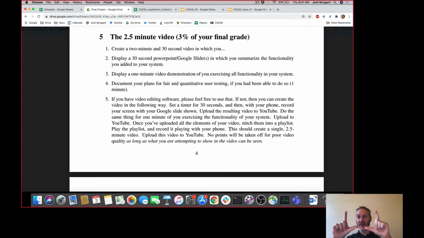And then finally, capture another minute of your static slide documenting your user testing. Upload that to YouTube, and stitch that together into a single playlist. Play the playlist back and shoot that 2.5 minute playlist with your phone. Kind of hacky, but again, that's a way to make a 2.5 minute video without requiring any video editing software. Upload the resulting 2.5 minute video to YouTube. Make sure that it is unlisted or public, and submit the link to YouTube.